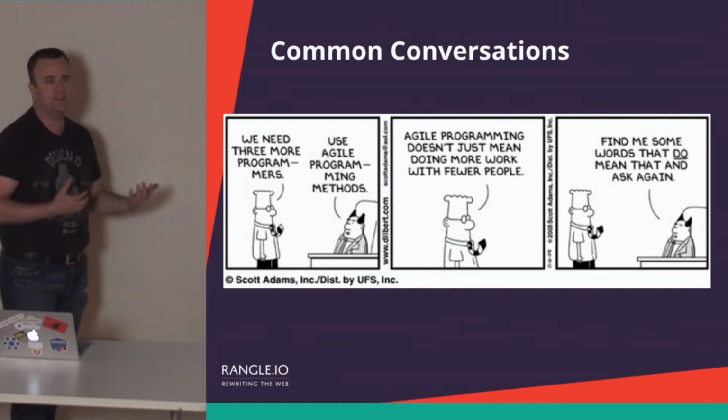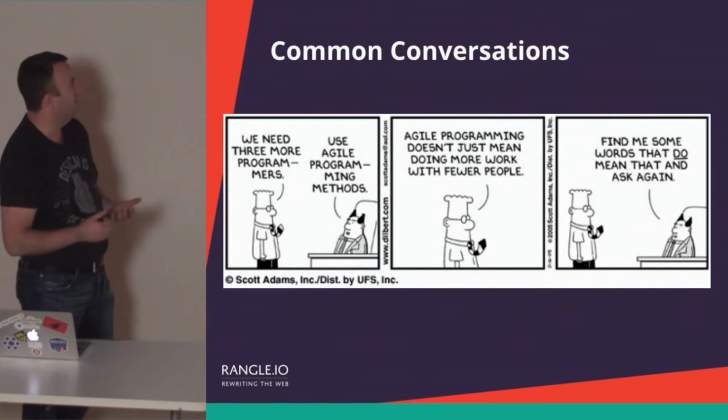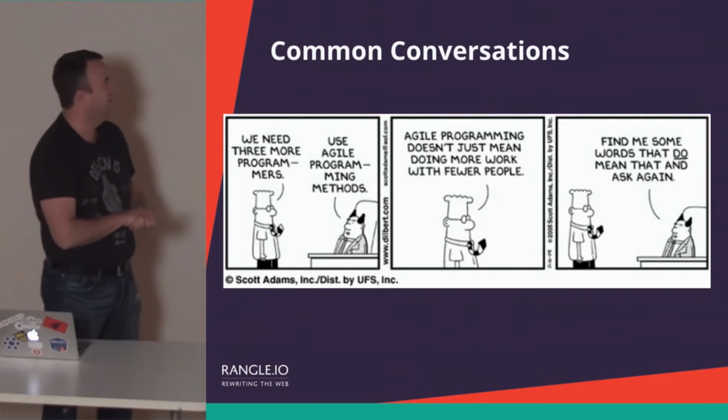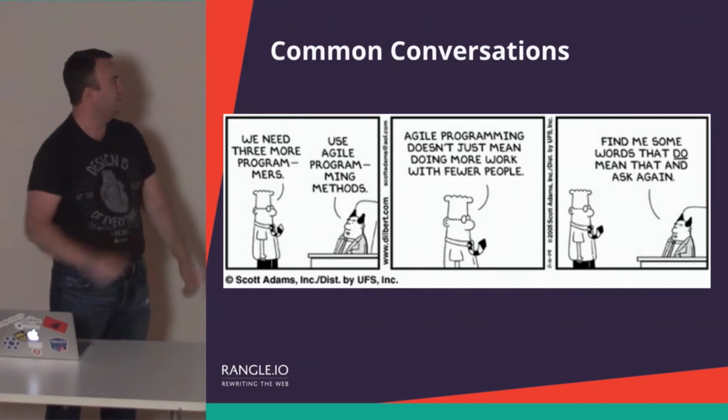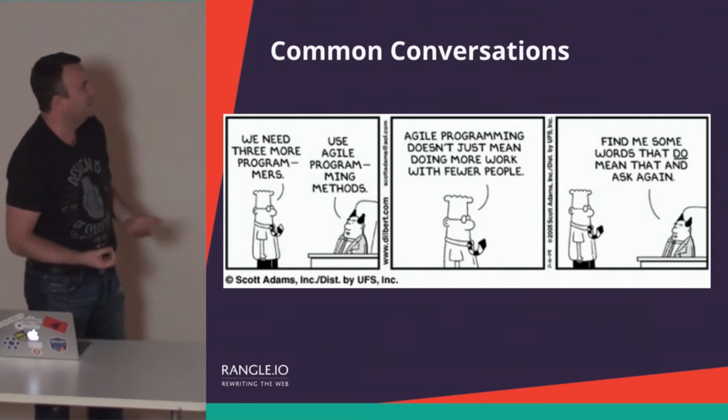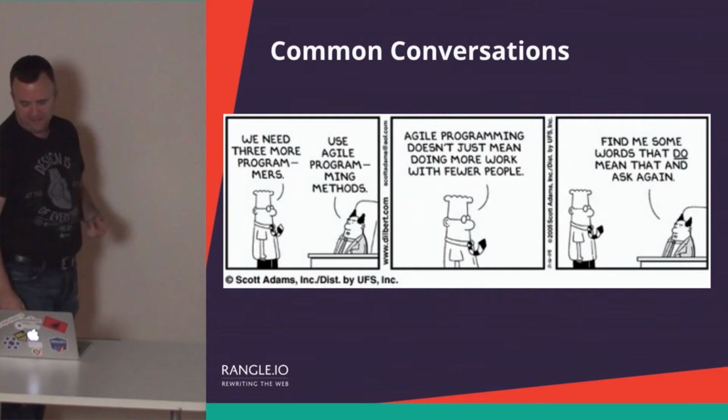So this is a common conversation with an executive stakeholder on an Agile project. We need 3 more programmers. Use Agile programming methods. That solves everything. And Agile programming just doesn't mean doing more work with fewer people. And it's like, I don't understand that. Find me some words that do mean that and come back.